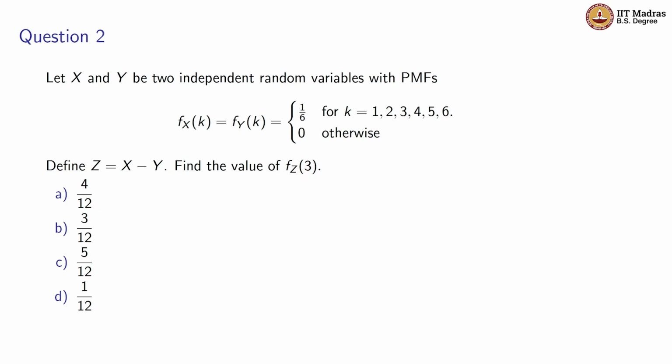Question number 2 says that let X and Y be two independent random variables with the PMF given below. This is the PMF of X and Y, and both have the same PMF. From the PMF you can see the probability is 1 by 6 when the random variables X and Y take values 1, 2, 3, 4, 5 and 6. This means that both the random variables are uniformly distributed and they are taking integer values from 1 to 6. And we have defined another random variable Z, which is equal to X minus Y, and in this question we have to find the probability that Z is equal to 3.